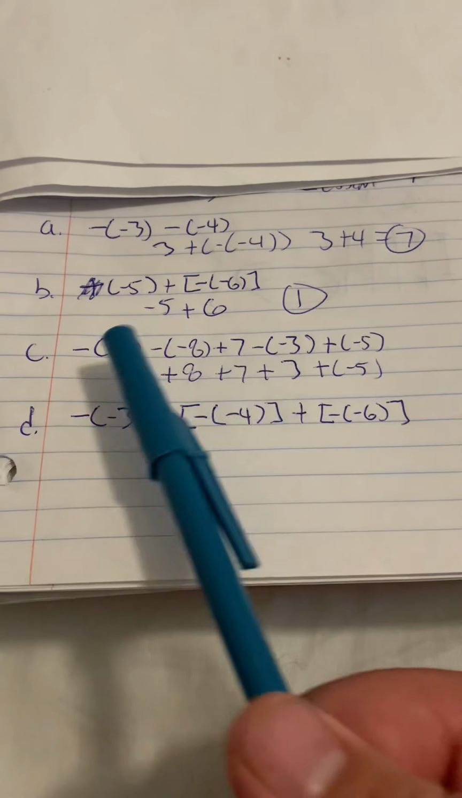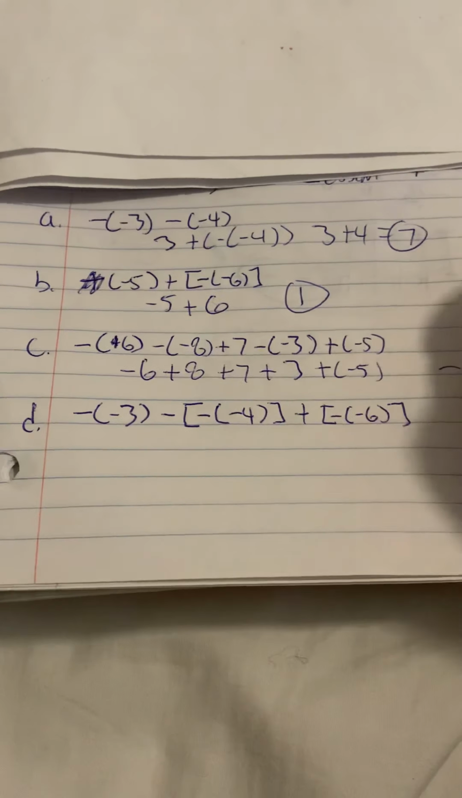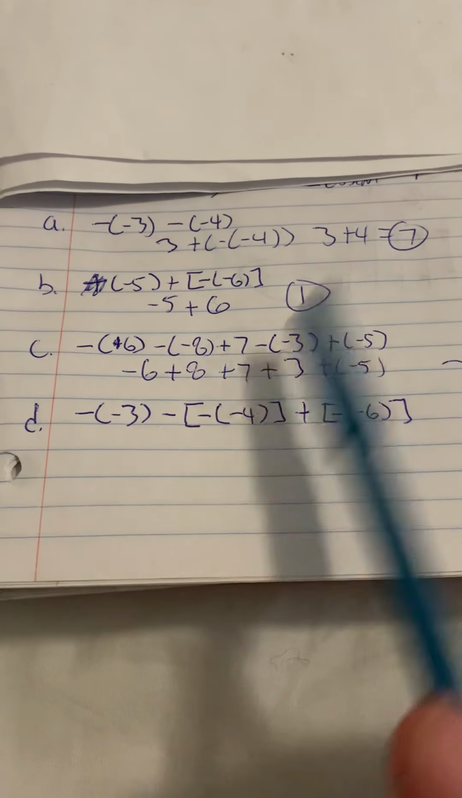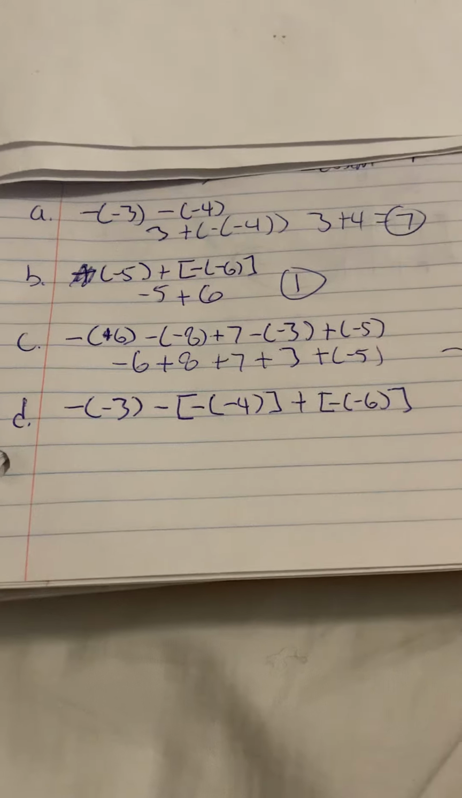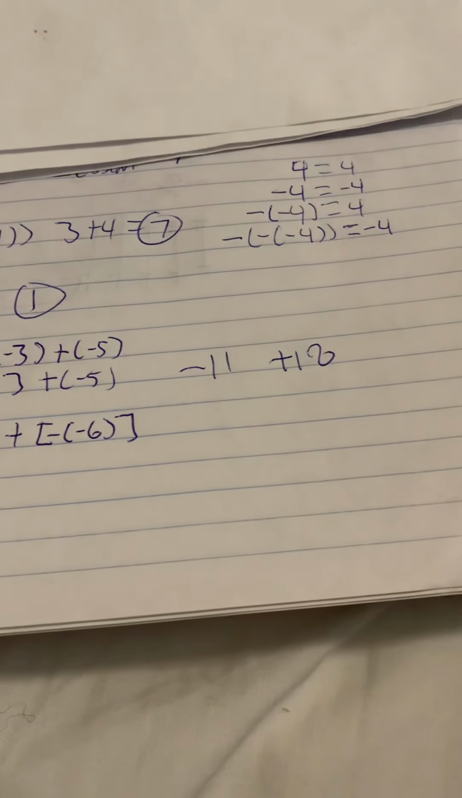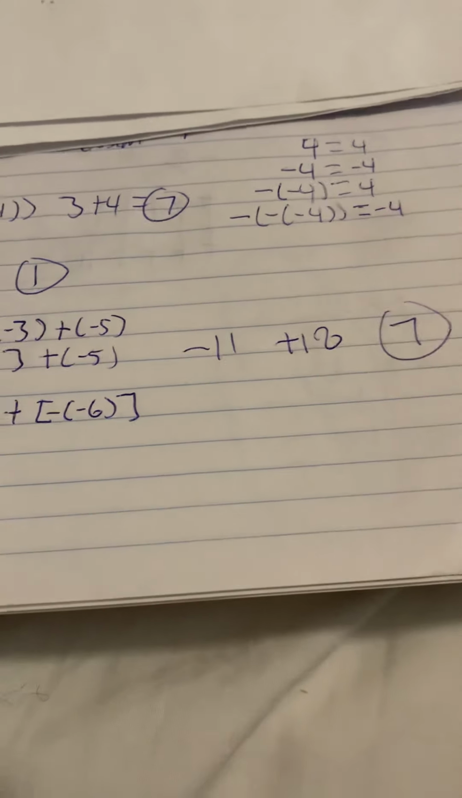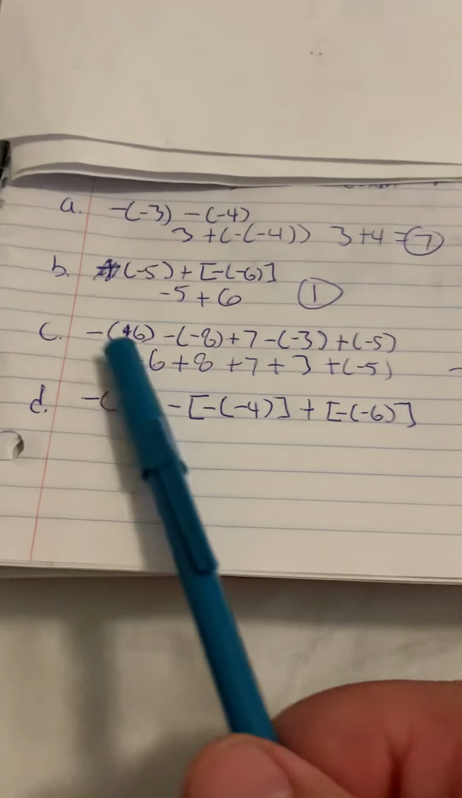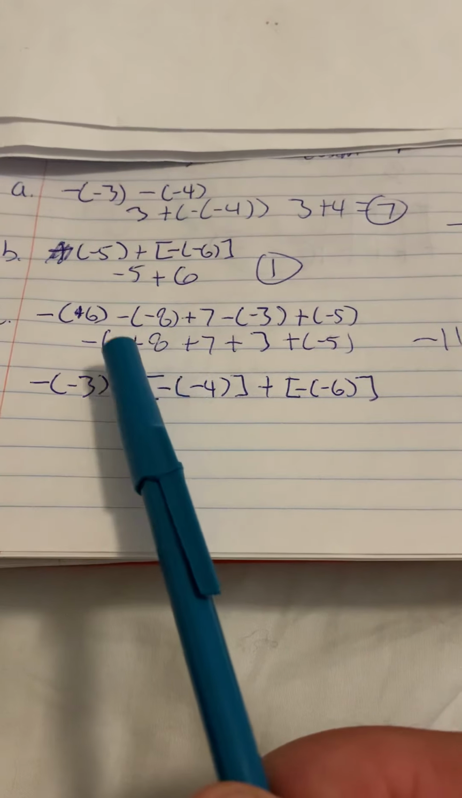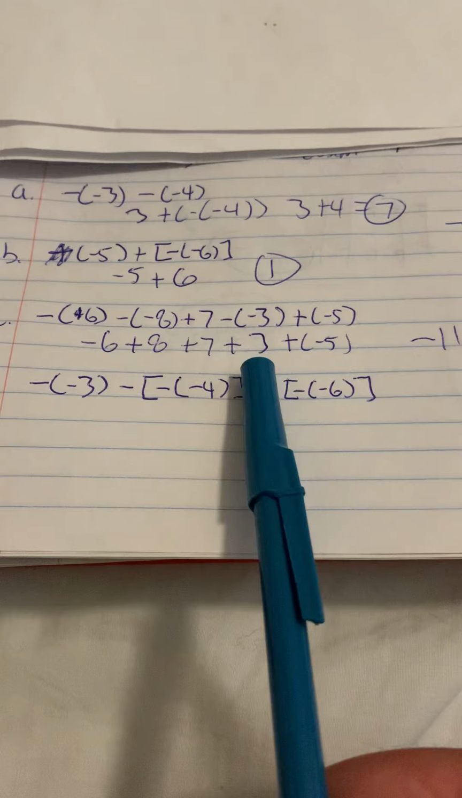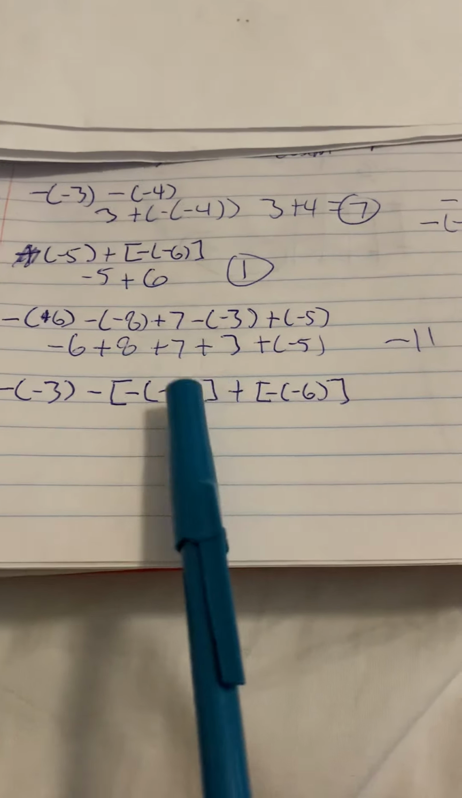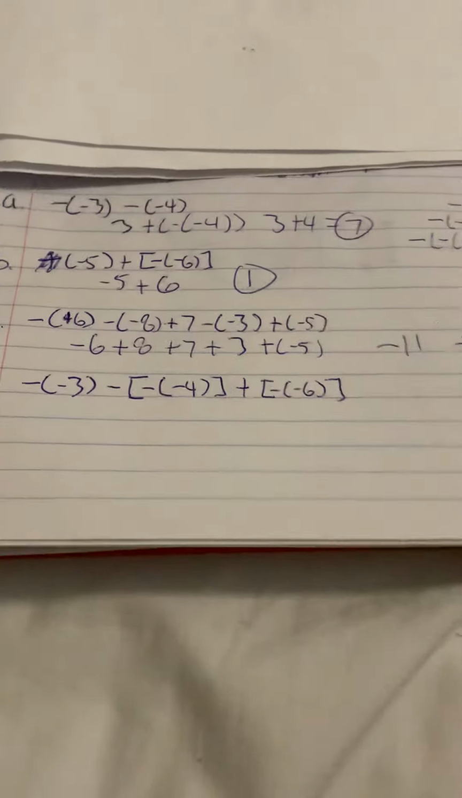So I got 11 negatives, and then I have 18 positives. Negative 11 plus 18 is positive 7. You could also go left to right. Negative 6 plus 8 is 2, plus 7 is 9, plus 3 is 12, plus negative 5 is 7.